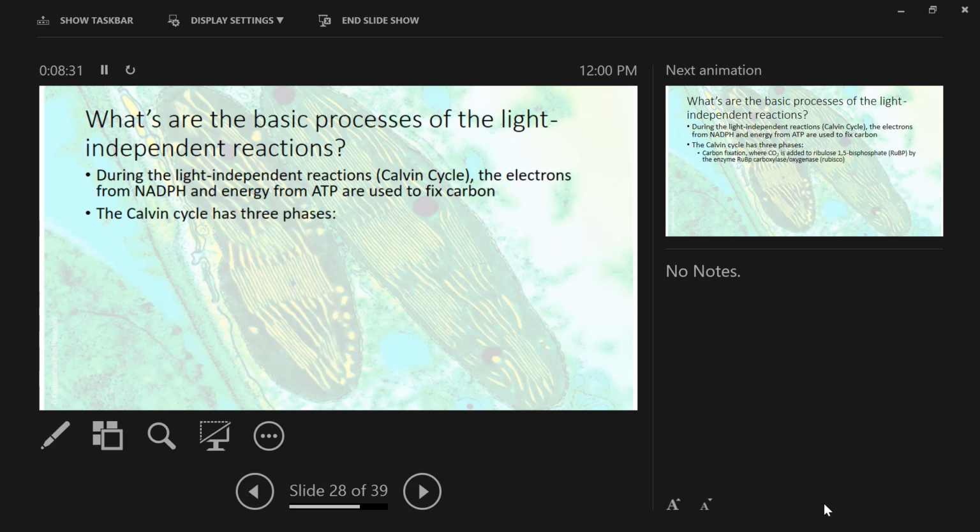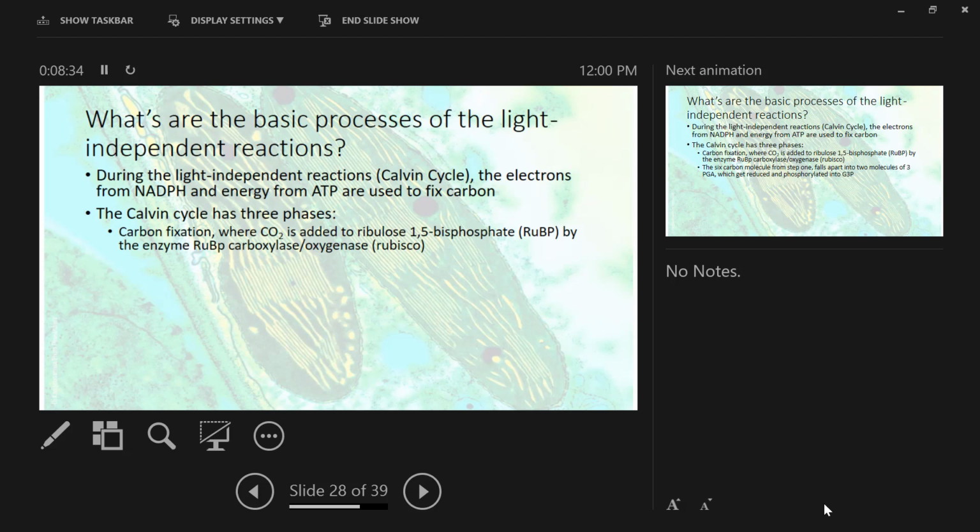So the Calvin cycle has 3 phases. The first one is carbon fixation. We take a molecule of carbon dioxide and we attach it to ribulose 1,5-bisphosphate, RuBP. A lot of you picked up on that this is a sugar, ribulose is a sugar, and bisphosphate means 2 phosphates. We've got a phosphate attached to carbon 1, and a phosphate attached to carbon 5 on this 5-carbon sugar. And so when we attach carbon dioxide to that, we now have a 6-carbon molecule.